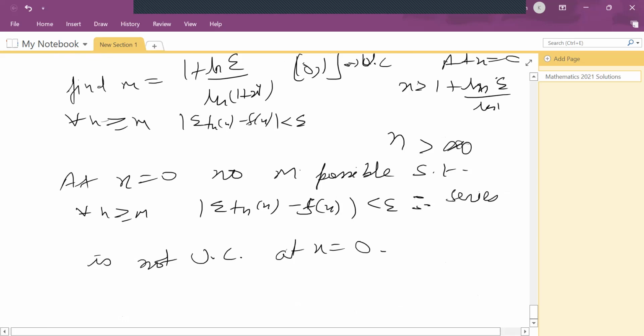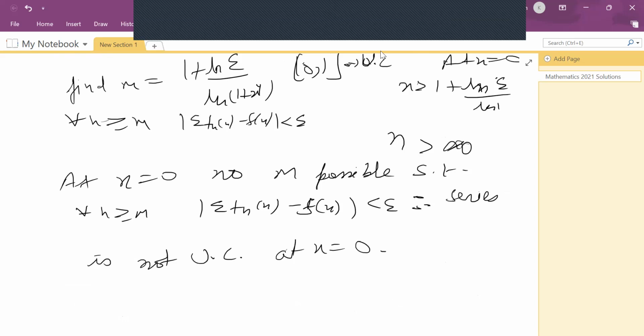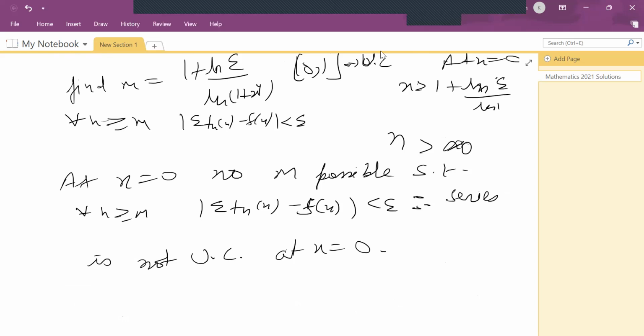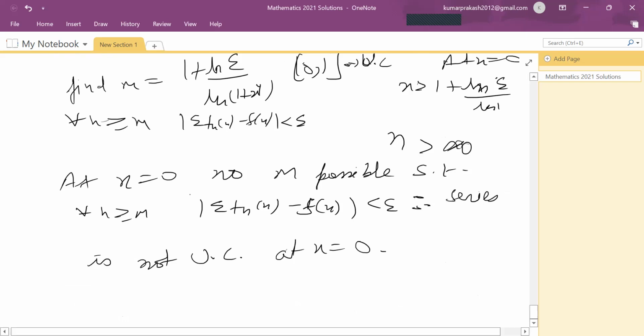So this was a very easy question. You can do it by any method. Once you find the limit point function, you can directly say this is not uniformly convergent because the limit point function is not continuous. And you can also explain using the traditional definition of uniform convergence.